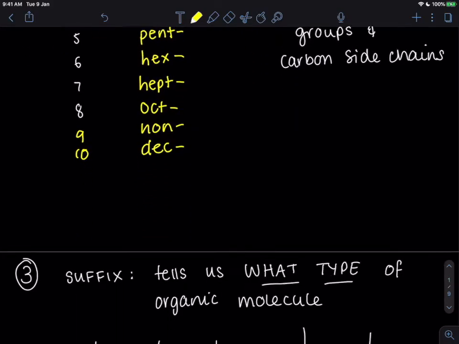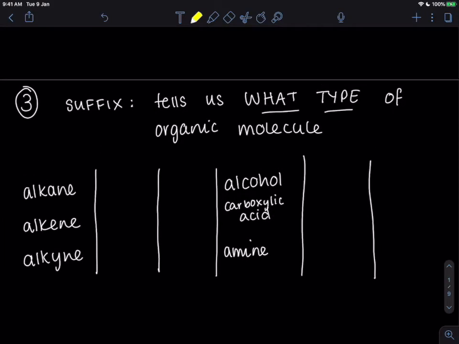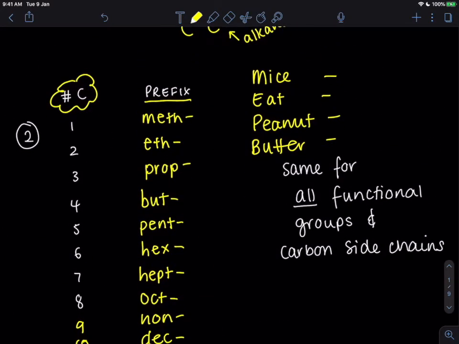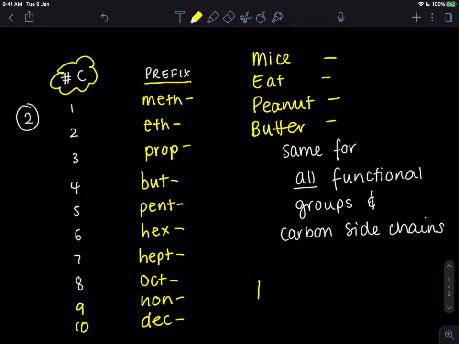So this is our prefix, and the prefix tells us how many carbons.